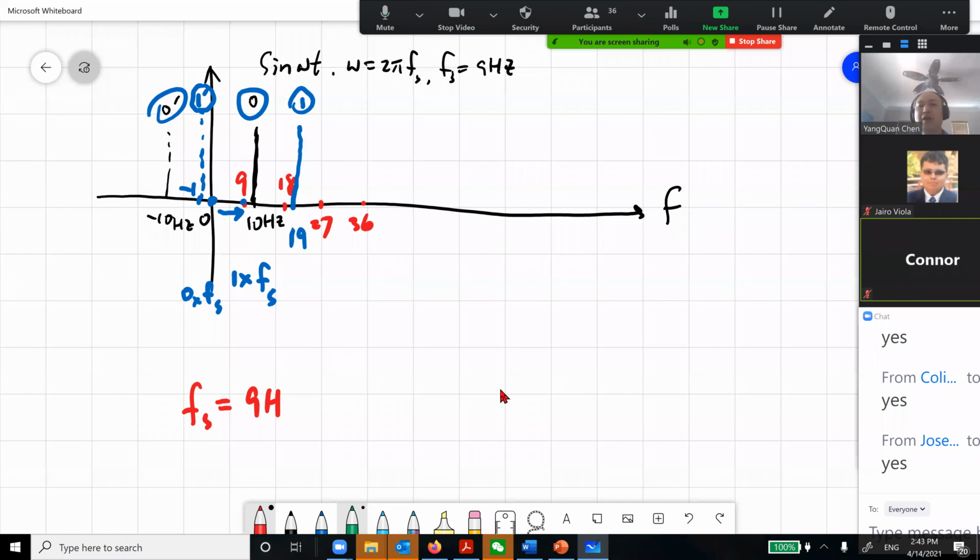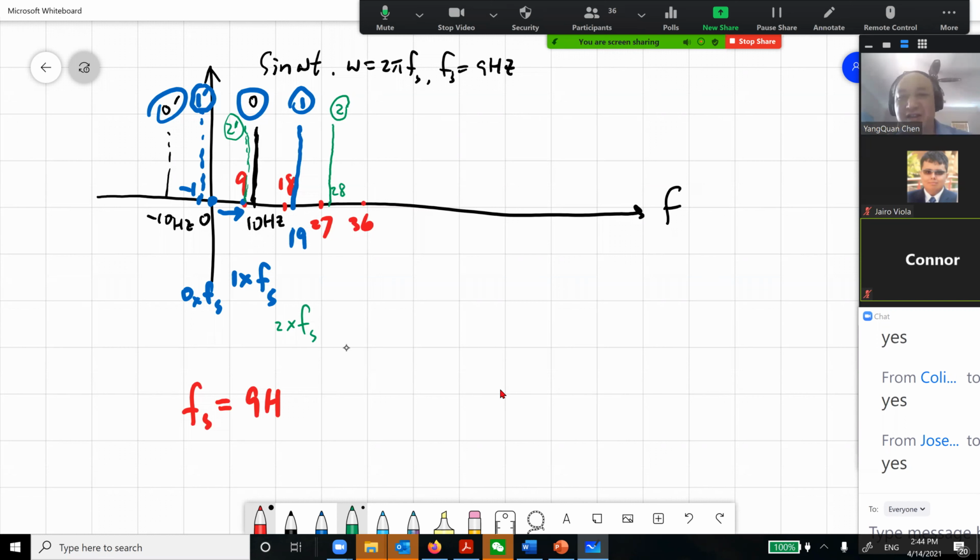Is it clear? Again, I shift to 2, which is 2 Fs, which is 18. I put it here, plus 10 is 28. So this 28 is my 2. If I move minus 10, then I got what? I move this side, 18 minus 10 is 8. So I have 8 here. This is my 2 prime. Make sense? So this 2 prime is actually what is called the aliased frequency. So this is aliased.